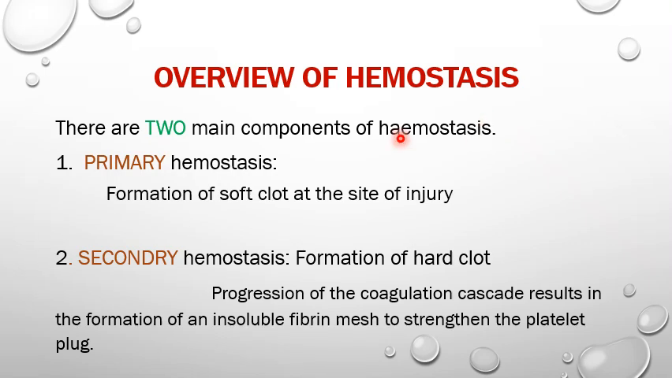Overview of hemostasis. There are two main components of hemostasis. First is primary hemostasis, which is the formation of soft clot at the site of injury. The next one is secondary hemostasis, that is the formation of hard clot. It also means that progression of the coagulation cascade results in the formation of an insoluble fibrin mass to strengthen the platelet plug.